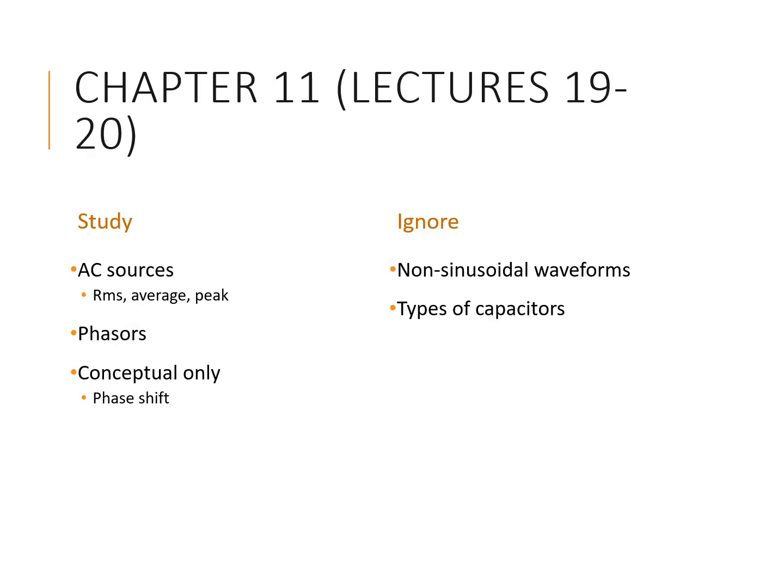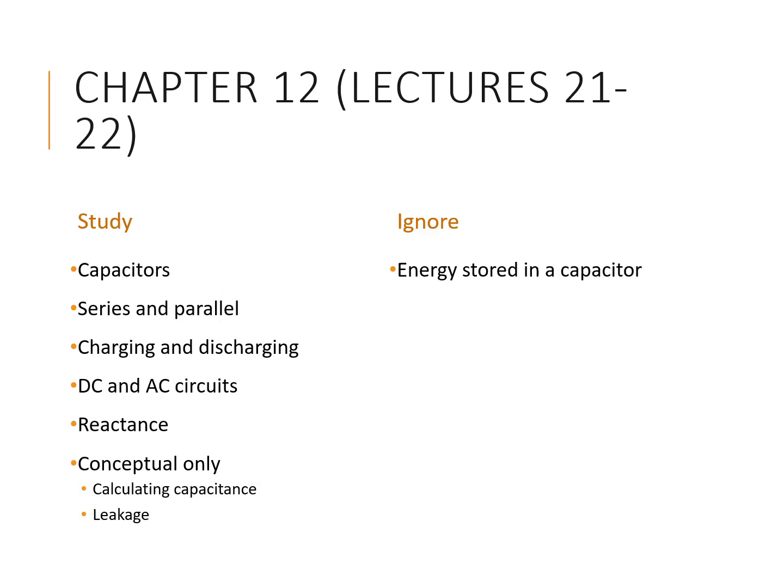For AC sources, be able to calculate RMS, average, and peak values. Phasors, again, for now, just the conceptual part. So be able to go through and match the phasor for a wave, that type of thing is expected of you. Phase shift, so that is going to be how far off we are from sine. Also fair game for conceptual. Unimportant for the other types of waveforms. We know they exist, but we are just doing a sinusoidal AC source.